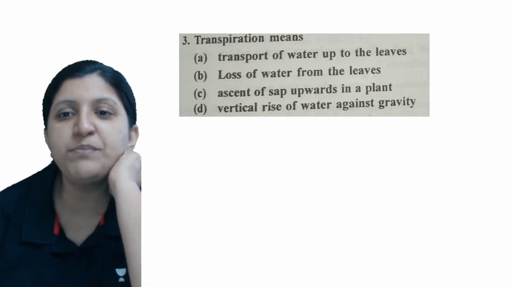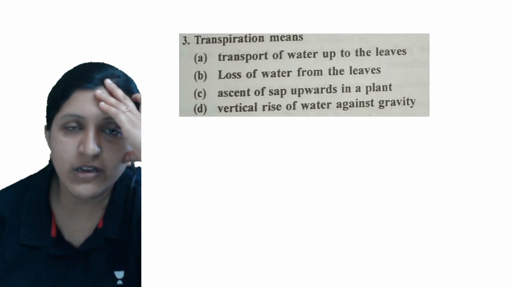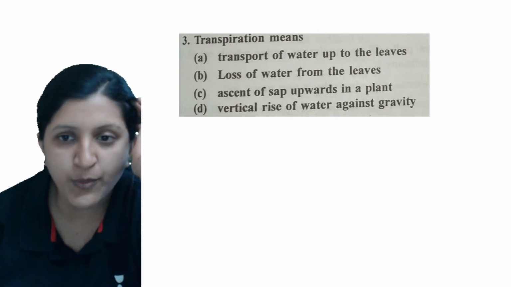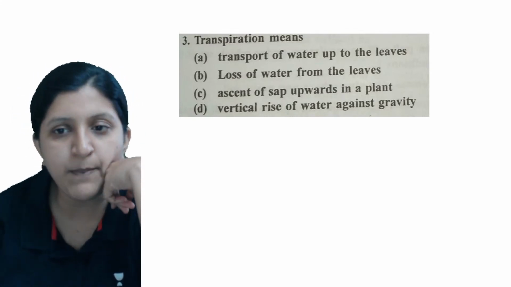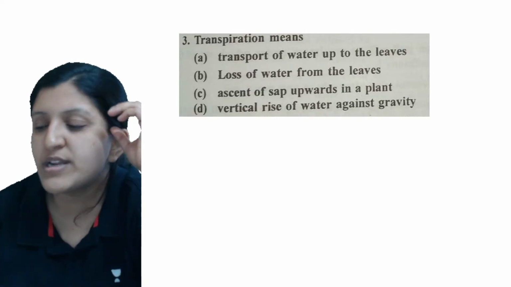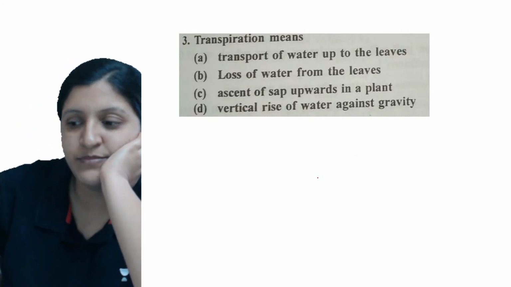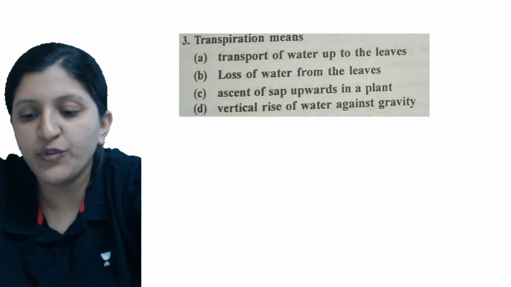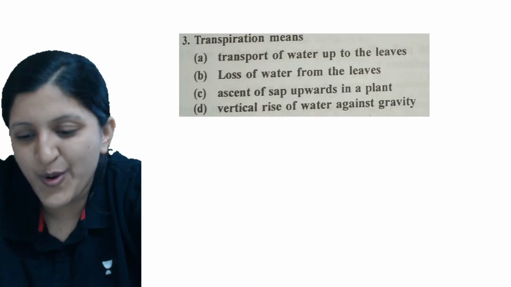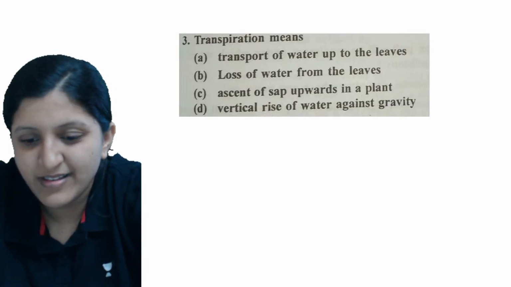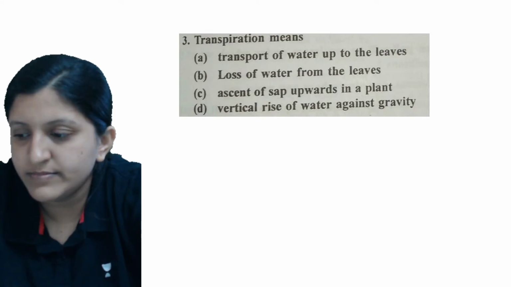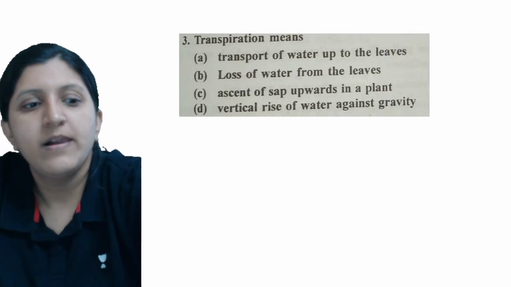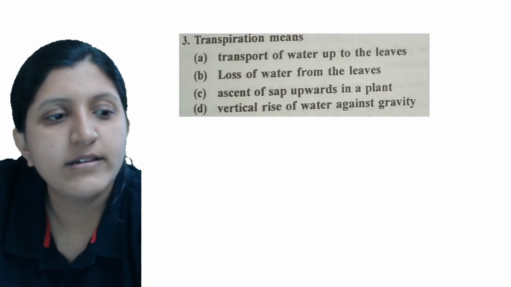Transpiration means transport of water up to the leaves, loss of water from the leaves, ascent of sap upward in a plant, vertical rise of water against gravity. Any idea? Yes, what is the answer for this? Any of you or all of you? No idea? Okay, one second.